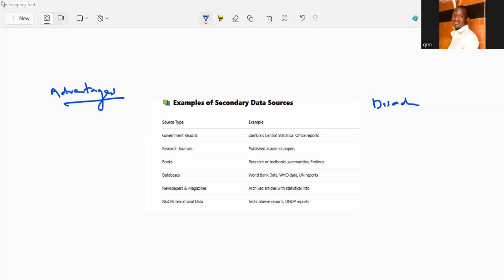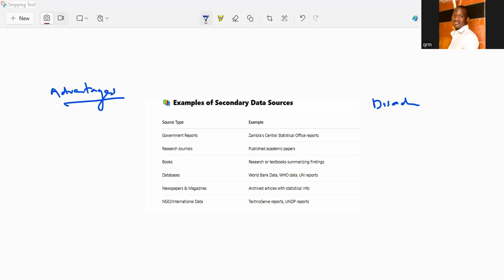Also, it supports comparison. If you use secondary data, you can do good trend analysis, comparing over time and across countries. The limitations are that the data are not specific to your study, so they may not capture what you intended in your research question. You may need to adjust and tweak things. Sometimes data may be outdated. Some databases are old. And there is potential for bias. If the original owner was biased in collection, your analysis will be biased in that context, maybe skewed.